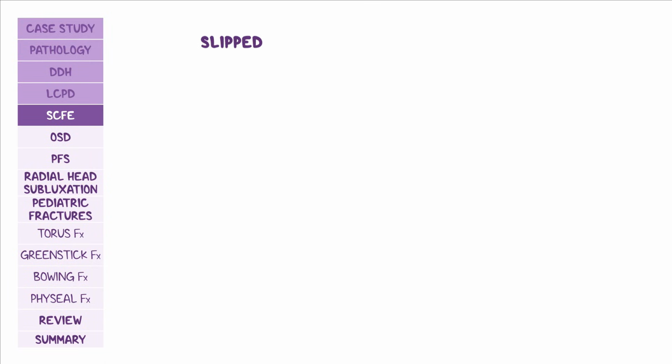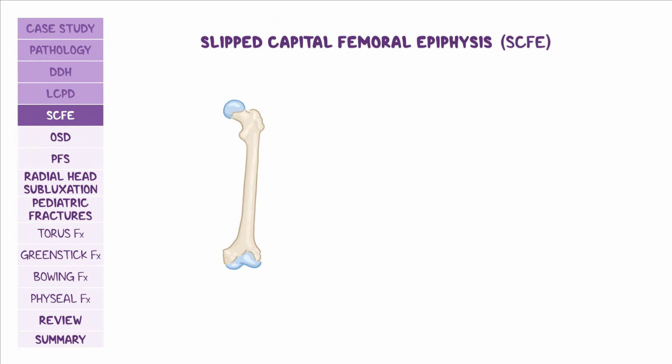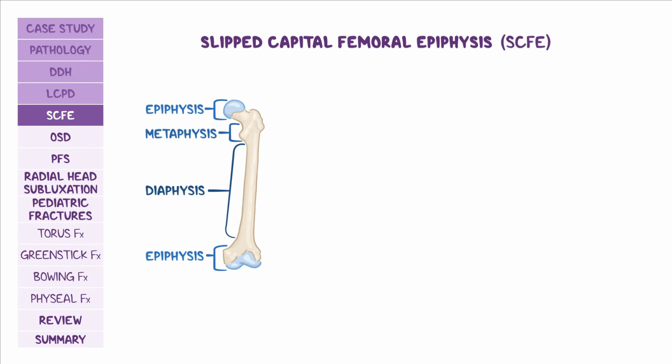Next up is slipped capital femoral epiphysis, or SCFE for short. Now, long bones such as the femur have a diaphysis, or bone shaft, a metaphysis, or neck portion on each side, and an epiphysis at each end, and remember that the proximal one is the femoral head. Between each metaphysis and epiphysis, there's the physis, or growth plate, which is a cartilaginous structure that enables growth.